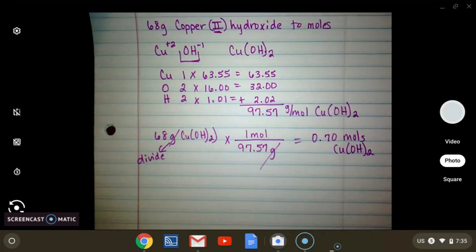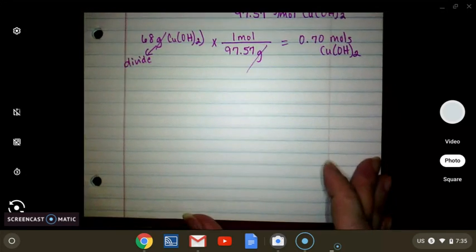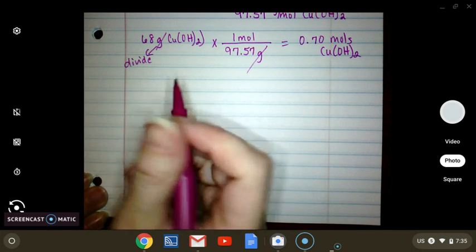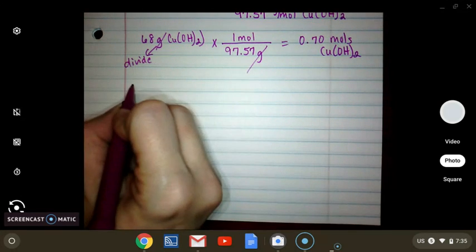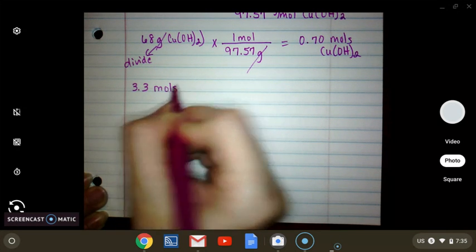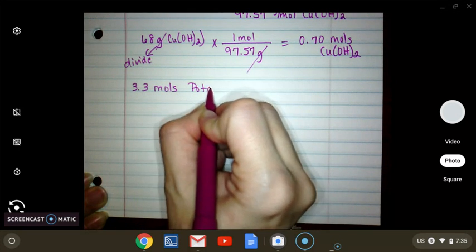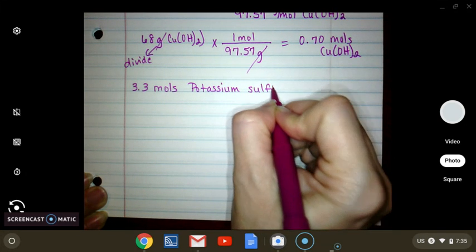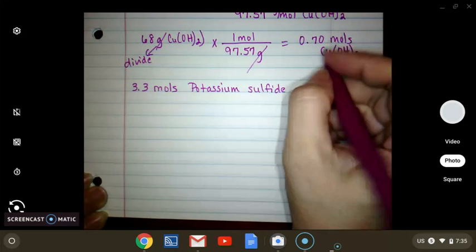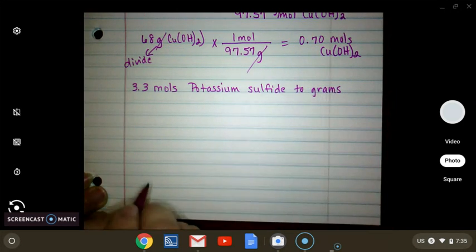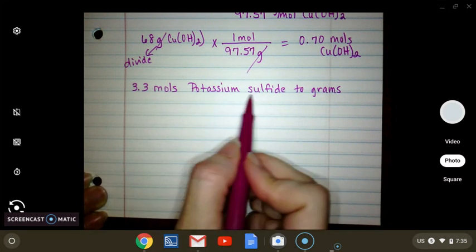All right, let's do one that is covalent bonding. Excuse me, not covalent bonding, but moles to grams. So you have 3.3 moles potassium sulfide to grams. Again, remember that you have to find the molar mass first.